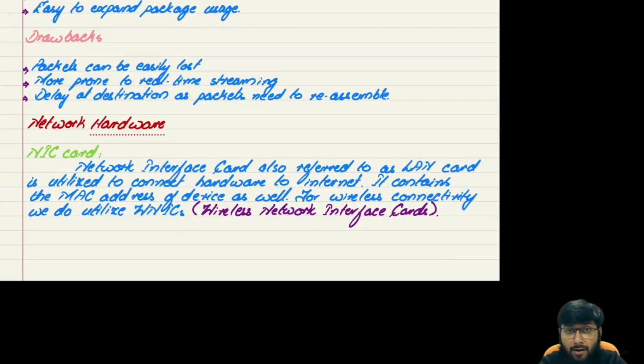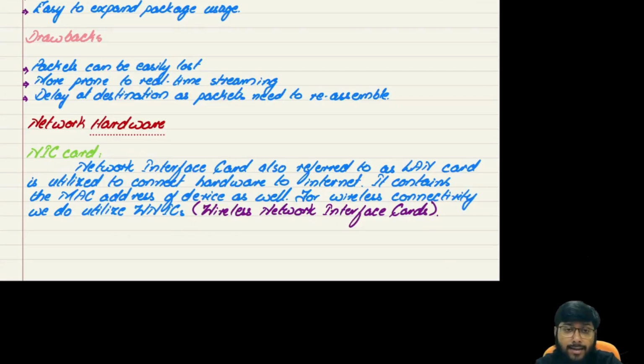Now when it comes to network hardware, the first thing that we require is a NIC. NIC is a network interface card. This is also known as a LAN card that contains the MAC address of a device. We will be learning about the MAC address just after this. In short, a MAC address is an identification number of a device.